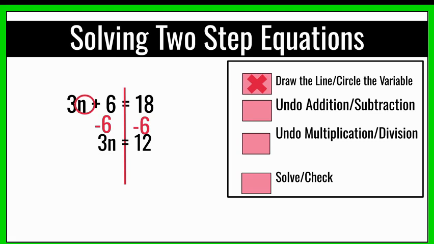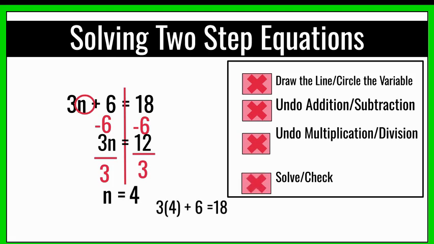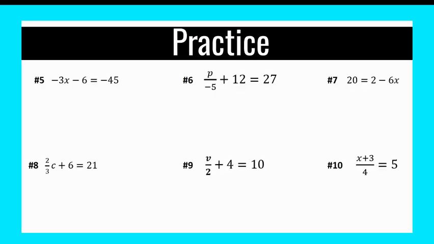Again, I already said that when a number is next to a variable, that means multiplication. So I'm going to undo that multiplication by dividing both sides by 3. 3 divided by 3 is 1, so I'm left with n. 12 divided by 3 is 4. And if I plugged in 4, I'd see that 3 times 4 is 12. 12 plus 6 is 18.